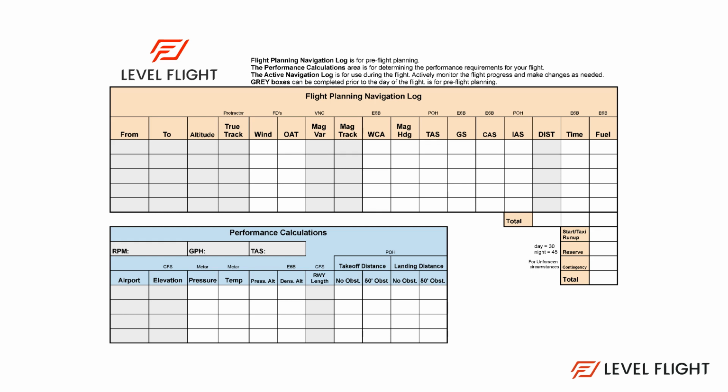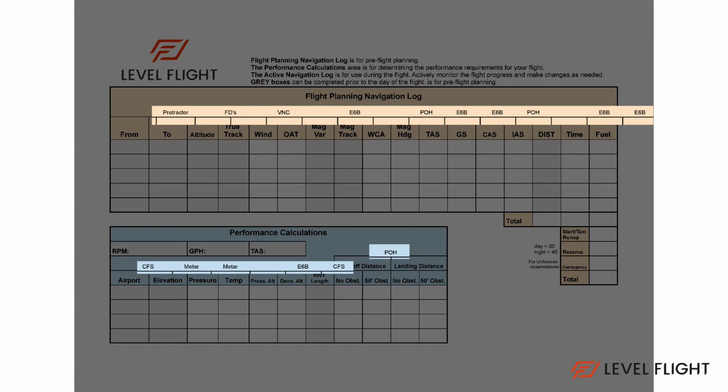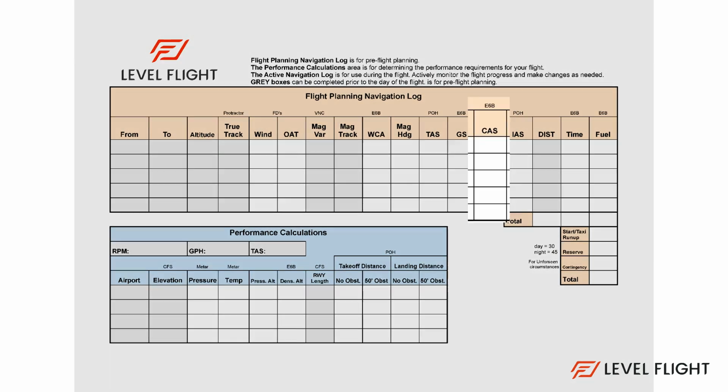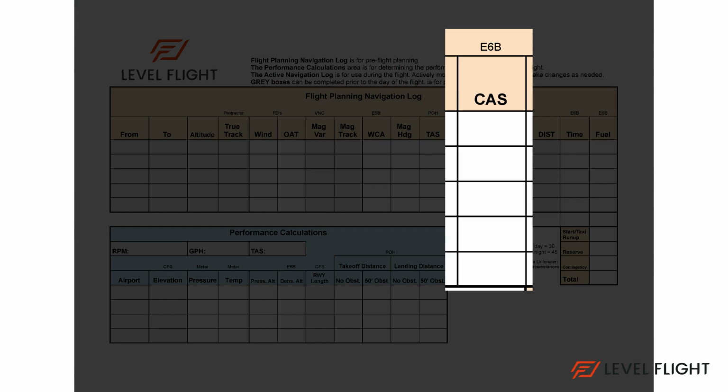I want to draw your attention to a few things that will help you use this nav log. Above each of the column headers, you will find the name of the tool or resource that you will need to make the calculation or find the information for that column. For example, we see here it says E6B. That means we need to use the E6B in order to get the value which goes into the box.